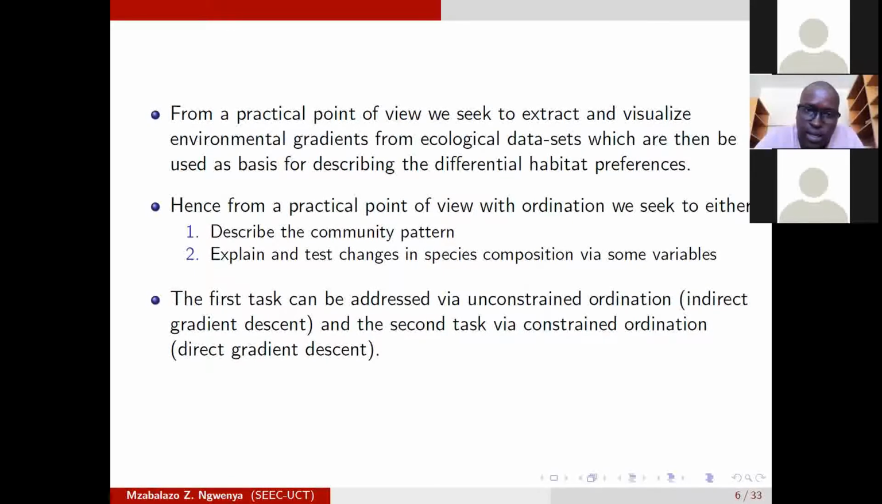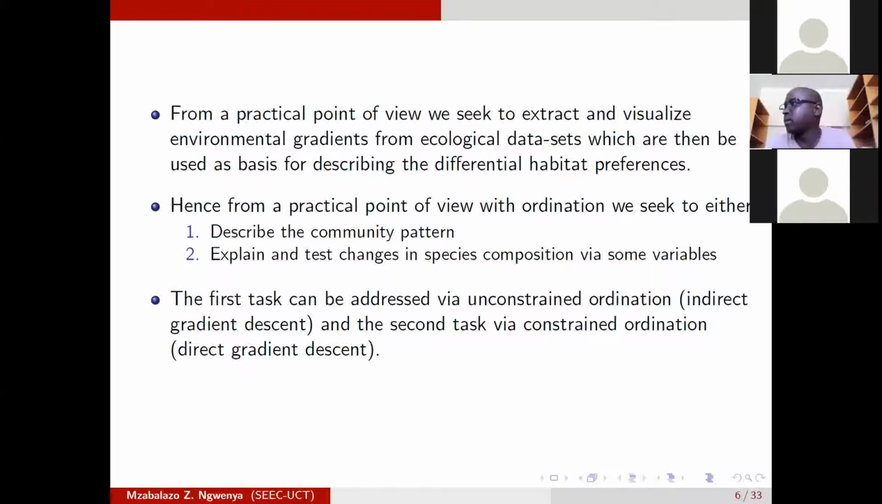So we're looking at the second method, which is constrained ordination, also known as direct gradient analysis. Constrained ordination allows us to actually test what we're seeing from our ordination plots, and to test each of the environmental variables to see which of them have the greatest effect on the patterns we are observing.